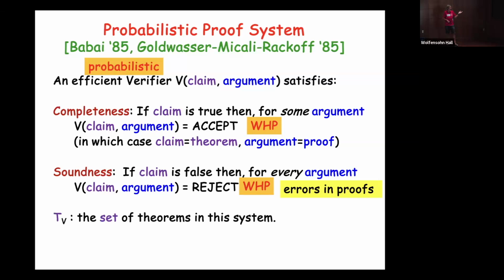In the same way, we let T sub V be the set of theorems in the system, namely everything accepted by the verifier except with small probability. And the class of all things provable in this type of system is called IP, and I is for interactive. So I didn't tell you the whole story yet. I told you about randomness. I have to tell you about the interaction. So let me do this in the next slide. But anyway, we have a similar class, IP, like we had NP.